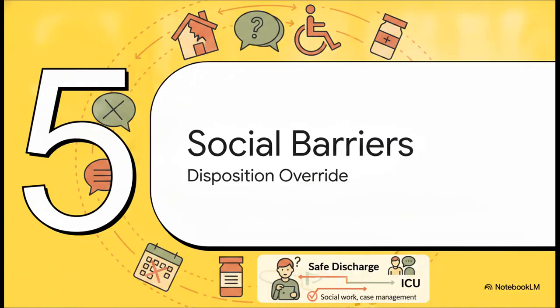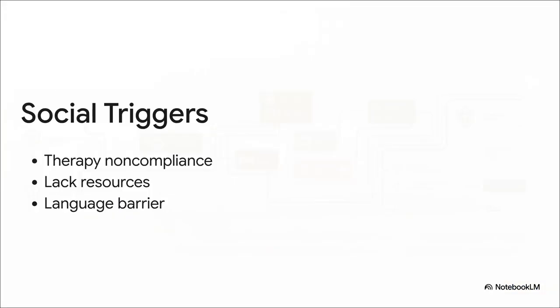Section 5. Social disposition barriers. It's really important to remember that outpatient disposition is safe when the home environment is secure and supported. But escalation via social work, case management, or even hospital admission is required when a patient cannot reliably access medications, lacks transportation, faces severe language barriers, or is just unreliable for follow-up. The clue is a lack of resources. A clinically safe discharge becomes an inpatient admission simply because they cannot safely execute the care plan at home.